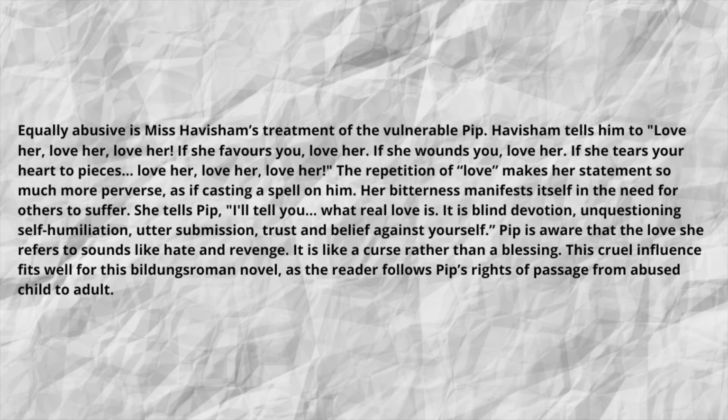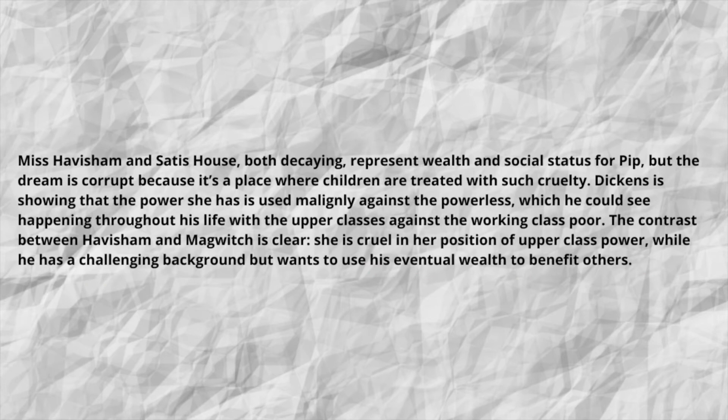This cruel influence fits well for this Bildungsroman novel, as the reader follows Pip's rites of passage from abused child to adult. So here I've managed to discuss another literary device and introduce the genre and its link with the effect on the reader. Miss Havisham and Satis House, both decaying, represent wealth and social status for Pip, but the dream is corrupt because it's a place where children are treated with such cruelty.